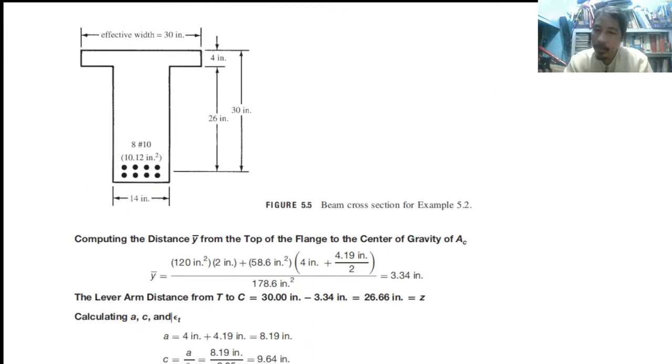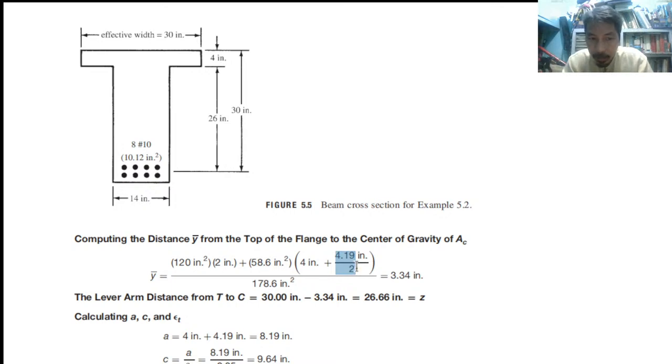So, again, this author did not show us how to compute this 4.19. Oh, I already showed you. So 4.19 is the distance from this corner to the neutral axis. From that corner to the neutral axis. So the actual neutral axis is plus 4 because we need to plus this 4. So that's why we need to plus this 4.